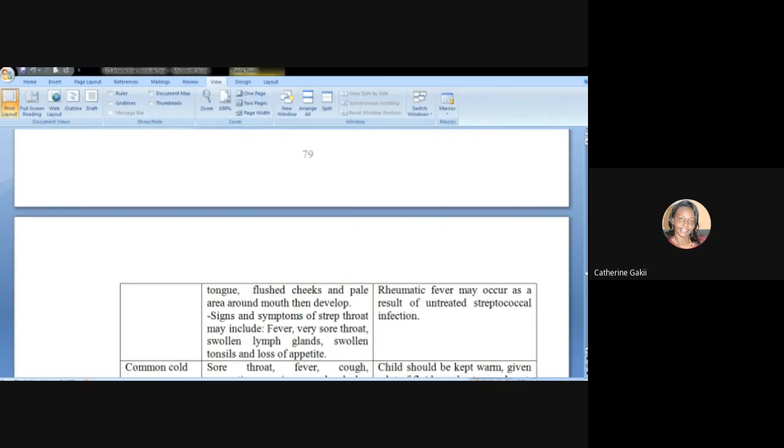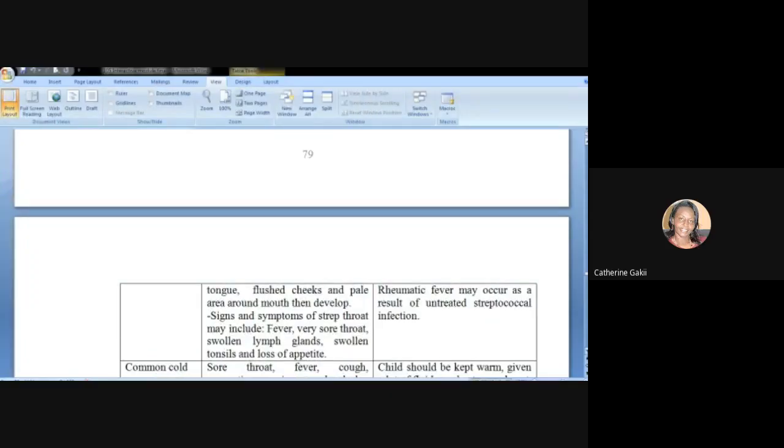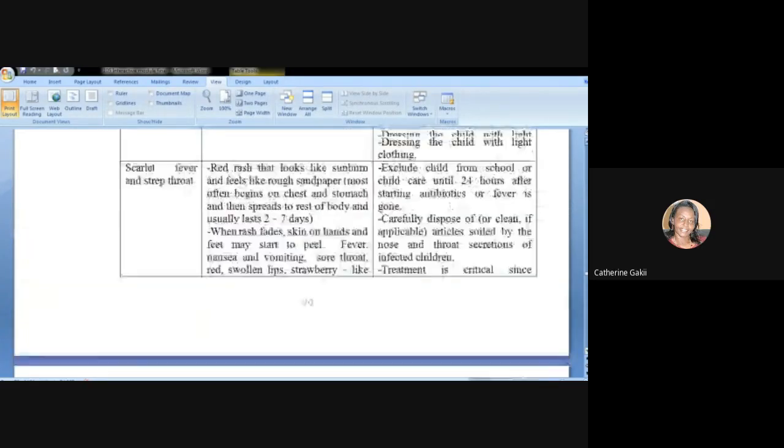Then there are signs of strep throat, so you have fever from the strep throat also. The glands of the child also swell, not the tonsils, the lymph glands. Then the tonsils become swollen and a child will lose appetite. That is scarlet fever.